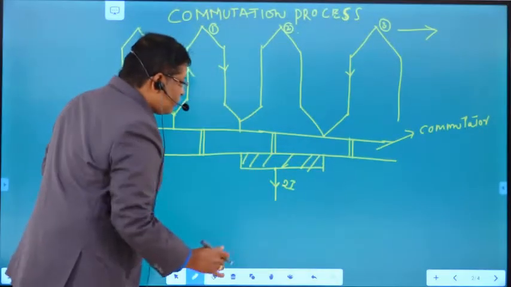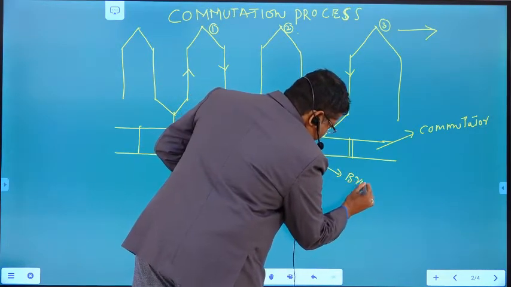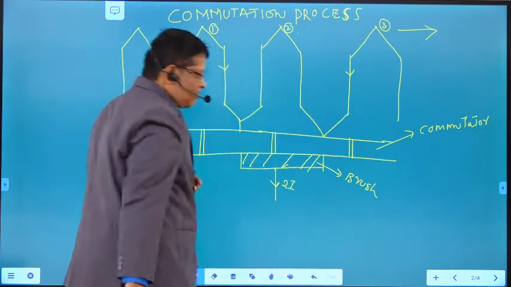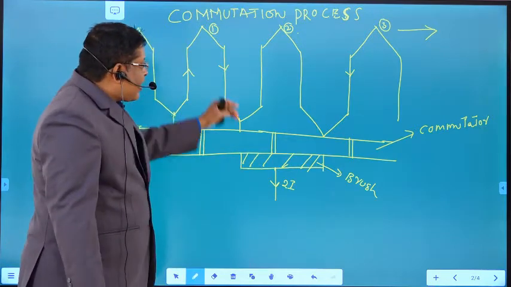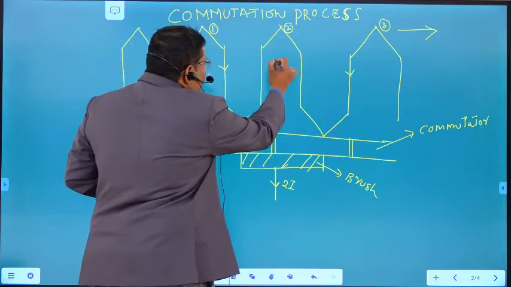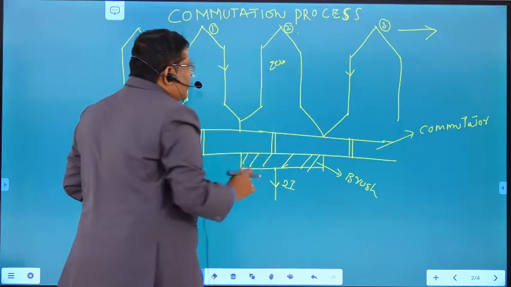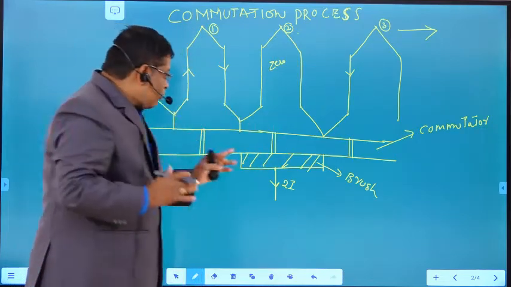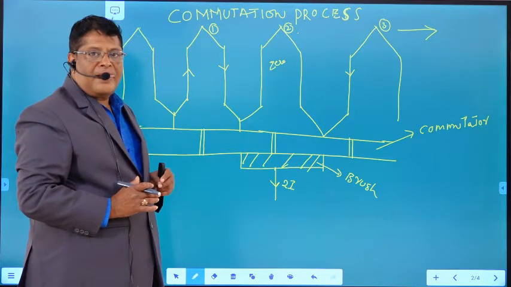This is the brush position. This is the brush. The conductors before the brush are carrying a current in this direction, but in this portion there is no current flowing through this coil. Zero current is flowing through the coil. Nothing but the coil is exactly short circuited by the brush.